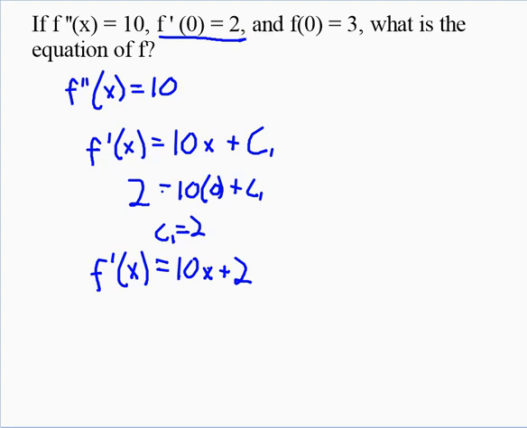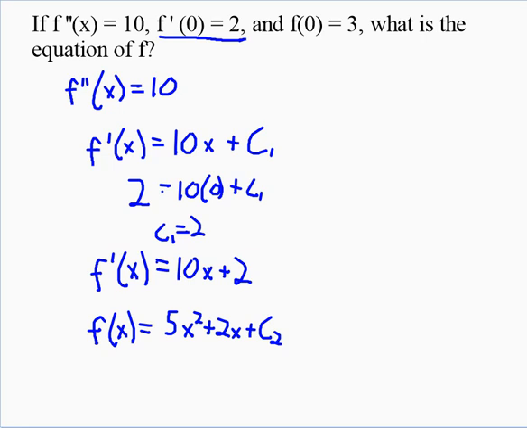Now we want to get all the way to what is the equation of the function, so we want f of x. Well, to get from a derivative to the actual function, we can integrate again. So we're going to integrate this. So this would come up to an x squared, but a 1/2 would come out front, so half of 10 is 5, plus 2x, again plus c. This is why I had that c sub 1, so I'll put this as c sub 2.